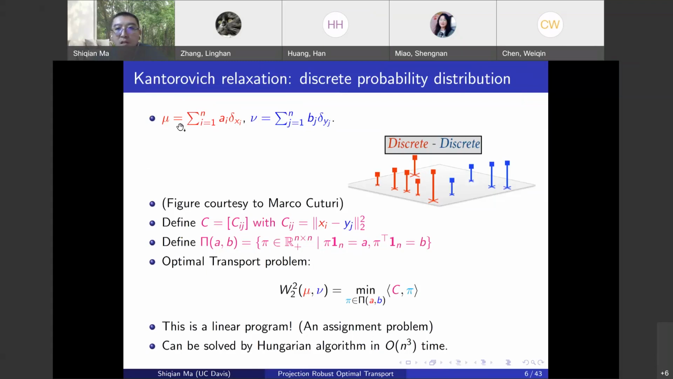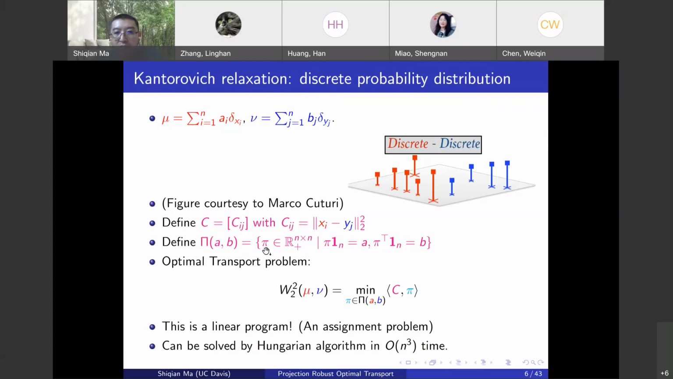Right? So here, for example, this probability distribution mu is defined as this. Here, xi and yj denote the supports of the probability distributions, and ai, bj are the probabilities. Okay. And also for this problem, we can very naturally define the cost function. So this is actually a constant matrix. When I want to move the sand from xi to yj, then this is the distance, and this is the cost. And our set pi, the joint distribution set, becomes this set.